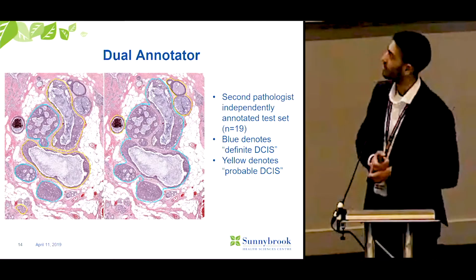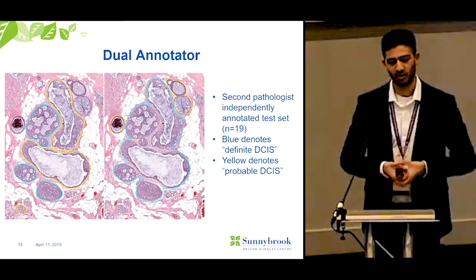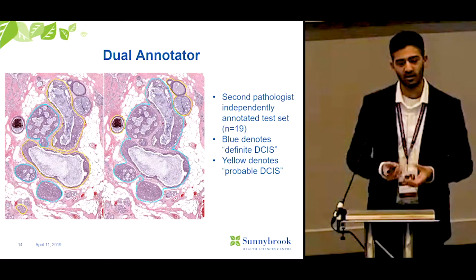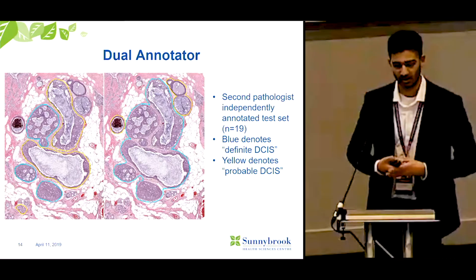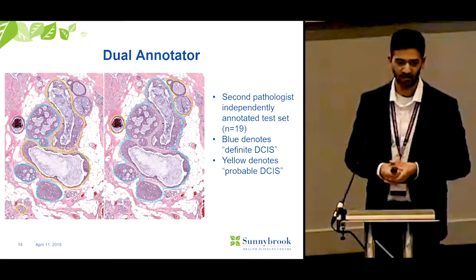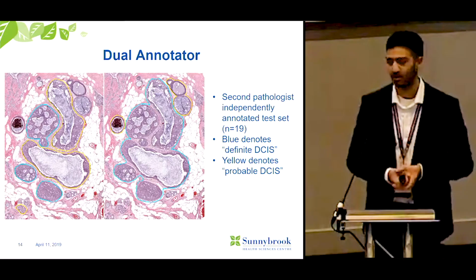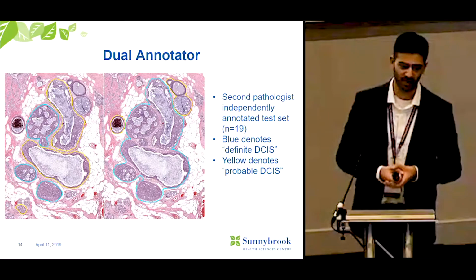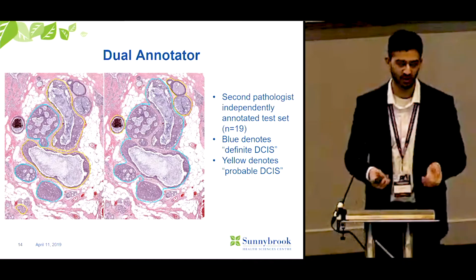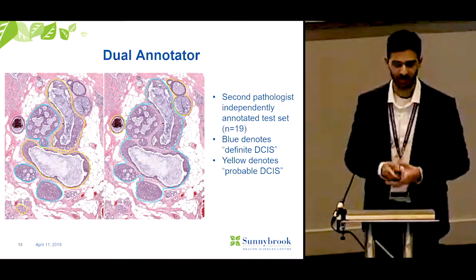And so another useful comparison to make is comparing to human level performance. So we asked a second pathologist to independently annotate all of our slides on the test set. The blue outlines show definite DCIS, whereas the yellow outlines show probable DCIS. You can see between these two images, there's quite a discrepancy between which ducts are labeled as probable versus definite, and also the style in which ducts are grouped together. So there's a bit of discrepancy there.